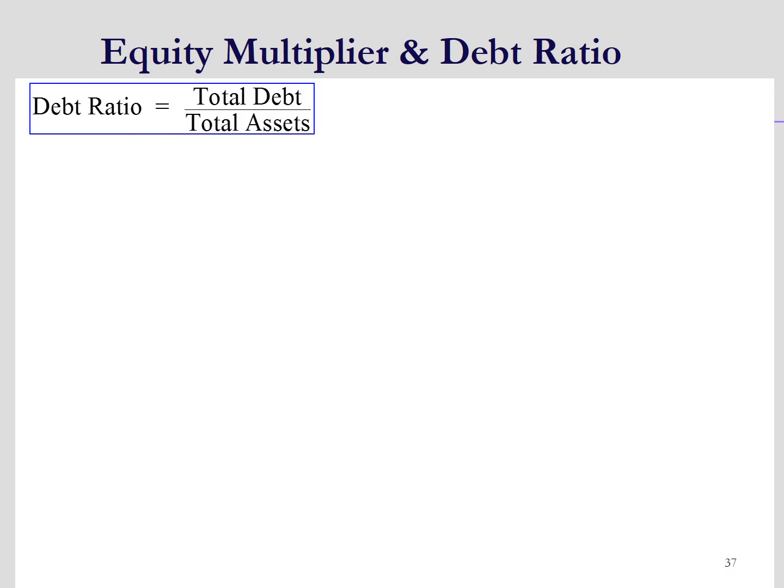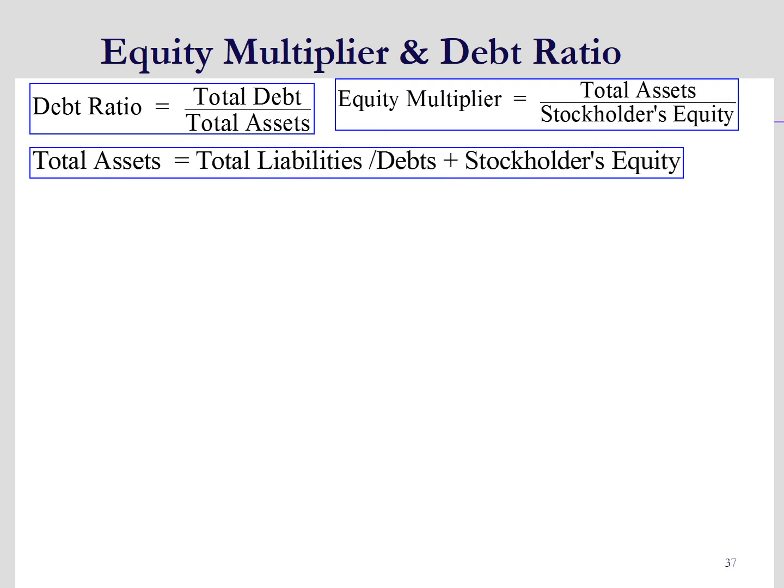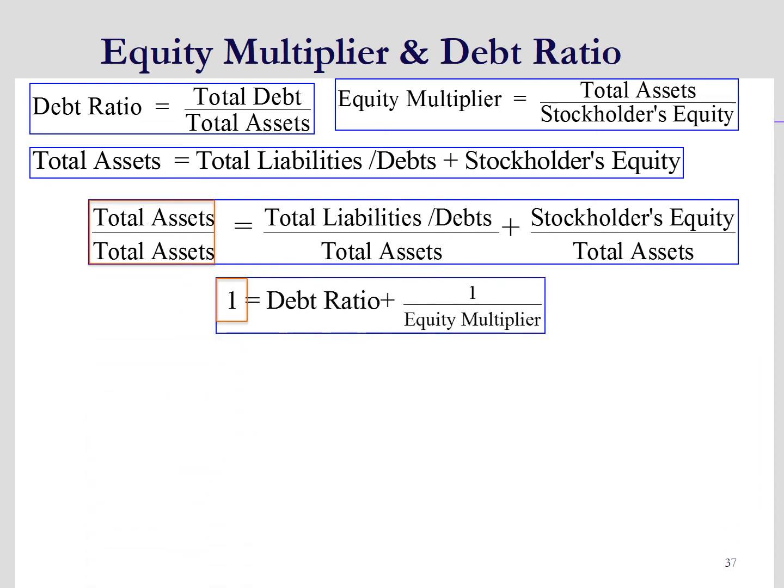Debt ratio is defined as total debt divided by total assets. Equity multiplier is defined as total assets divided by shareholders' equity. We also have the accounting identity: total assets equal total debt plus shareholders' equity. Dividing both sides by total assets, we arrive at this equation. We have total assets divided by total assets equal to 1. Total debt divided by total assets, by definition, is debt ratio.